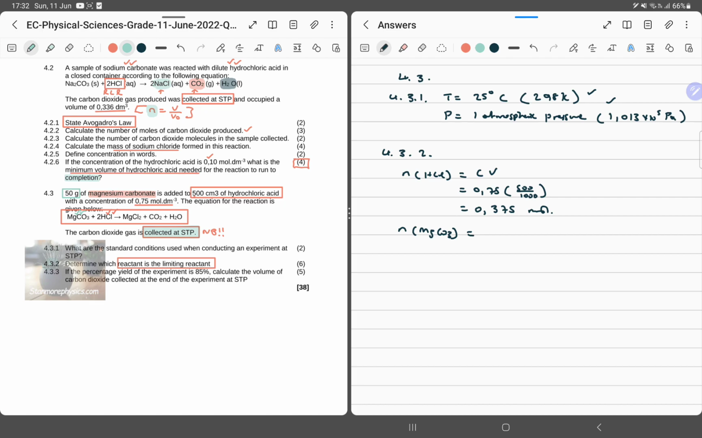It is going to be the mass over molar mass. The mass is 50 grams, divided by magnesium, which is 24, plus 12, plus now CO3, that's 48. 16 times 3, yeah, is 48. Okay, all right.